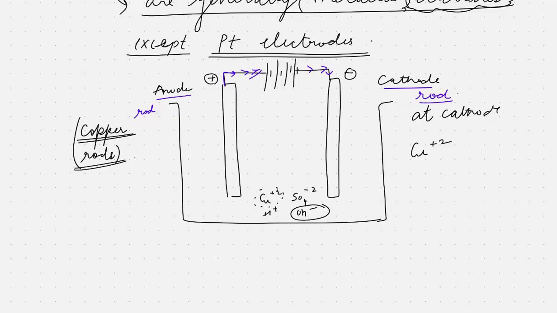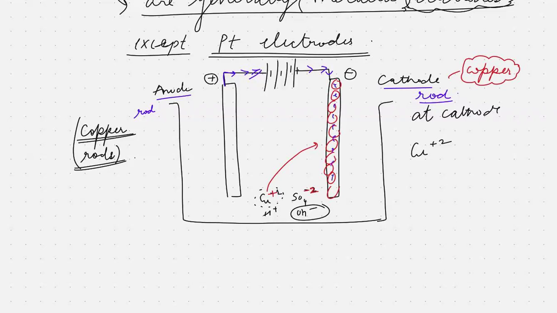We have Cu plus 2 and we have SO4 minus 2. So as usual, copper plus 2 will go there. And because the atoms in the copper rod are copper, I hope you're understanding. When I say the cathode is made up of copper, what does that mean? It means solid copper atoms.